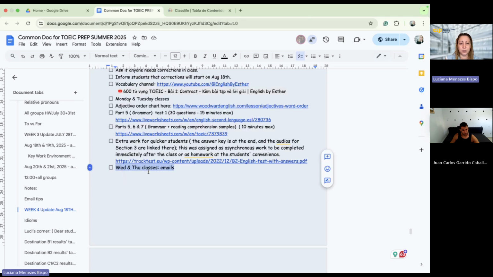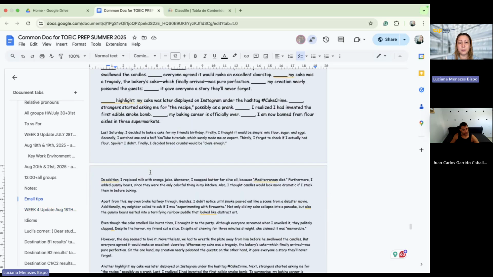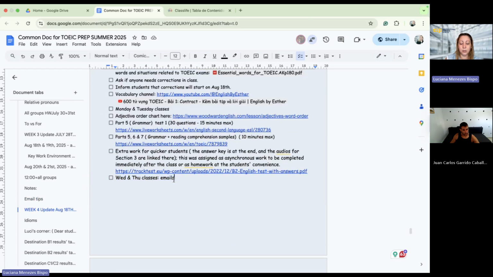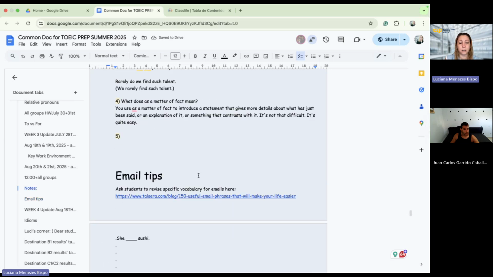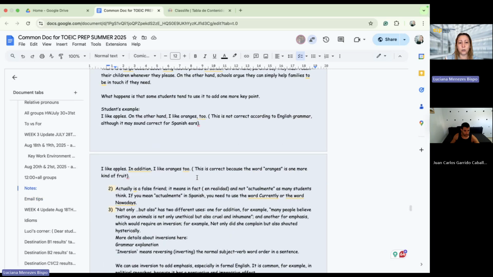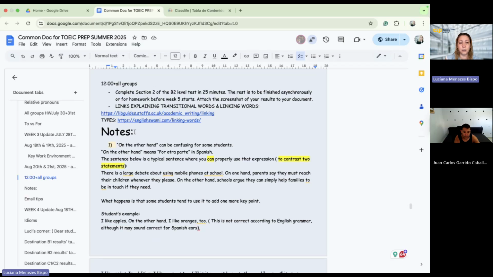For Wednesday and Thursday classes, we practiced it. We didn't do emails. We did linking words practices, and the linking word practices are all of this that you are seeing here. So this all regards the linking words, okay?